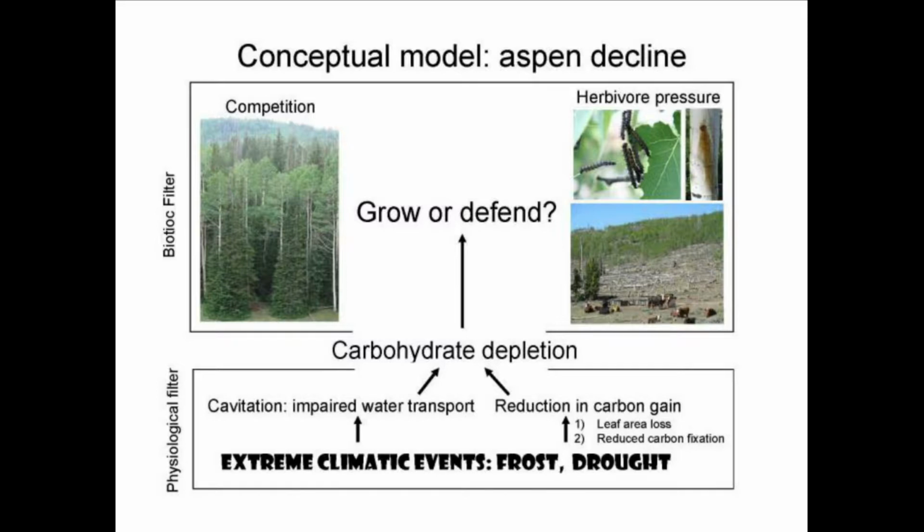So two general things can happen with extreme drought events and repeated freeze-thaw cycles. You get reduction in photosynthesis, you get leaf area loss in the canopy, and you can also get cavitation. And so in the xylem cells that transport water, you get expansion of air bubbles that prevents water transport. So the aspen then have a dilemma. In the background of carbohydrate depletion with extreme climatic events, are you going to be a better competitor and grow with the resources that are available, or are you going to allocate resources to defense chemistry to defend yourself?